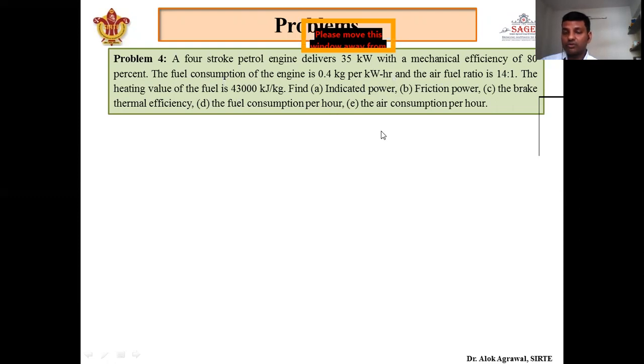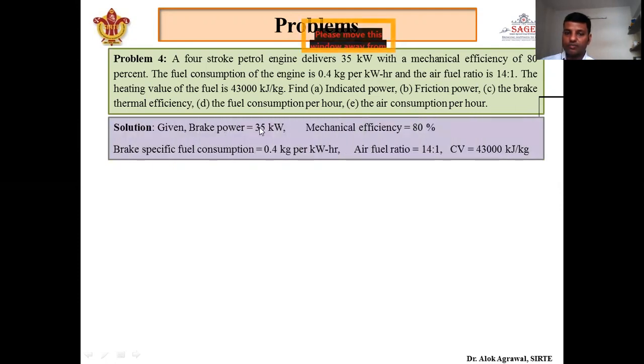From the unit we have to say what is given. The air fuel ratio is 14 to 1, so A to F is 14 to 1. The heating value of the fuel is 4300 kilojoule per kg, so calorific value is given. It is asking indicated power, friction power, brake thermal efficiency, fuel consumption per hour, and air consumption per hour. Let's start by writing the given things: brake power 35 kilowatt, mechanical efficiency 80%, brake specific fuel consumption is 0.4 kg per kilowatt hour, air fuel ratio is 14:1, and calorific value is 4300 kilojoule per kg.